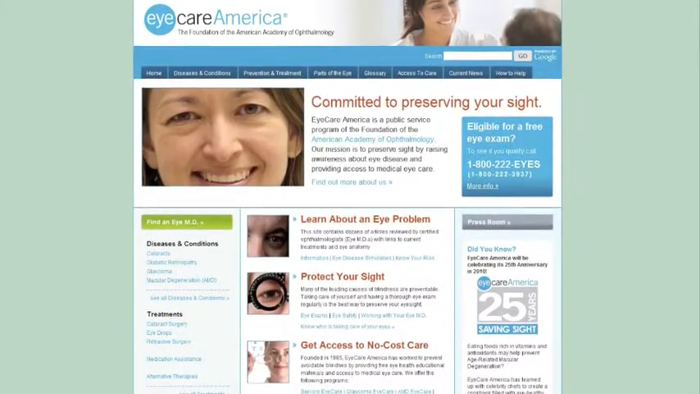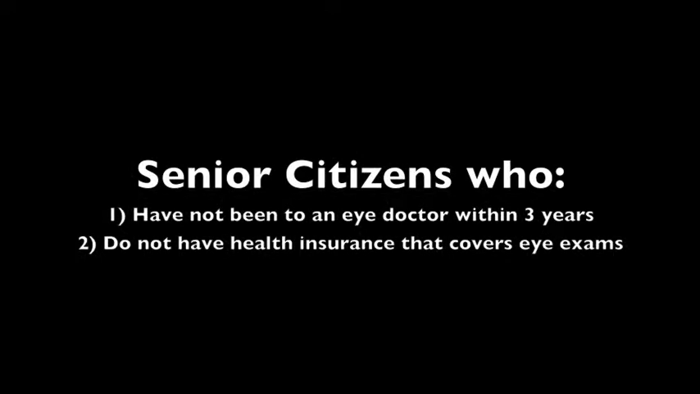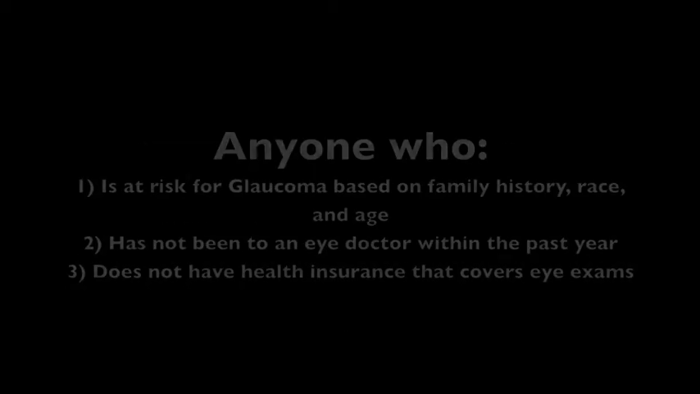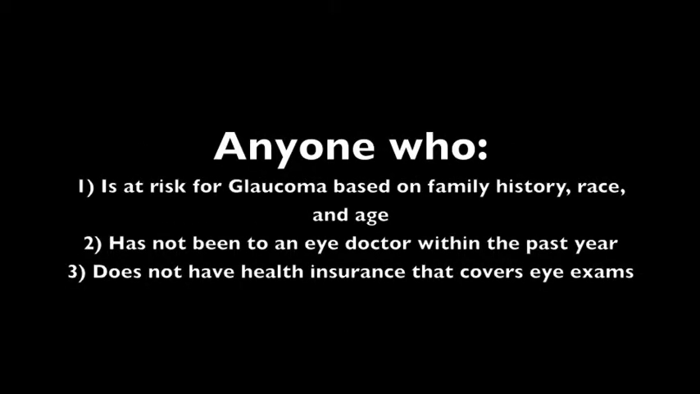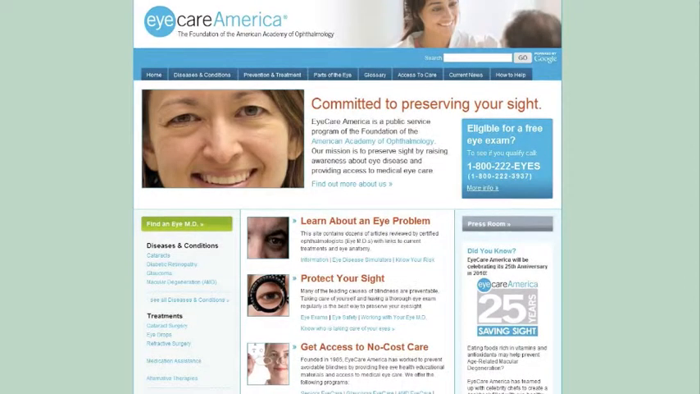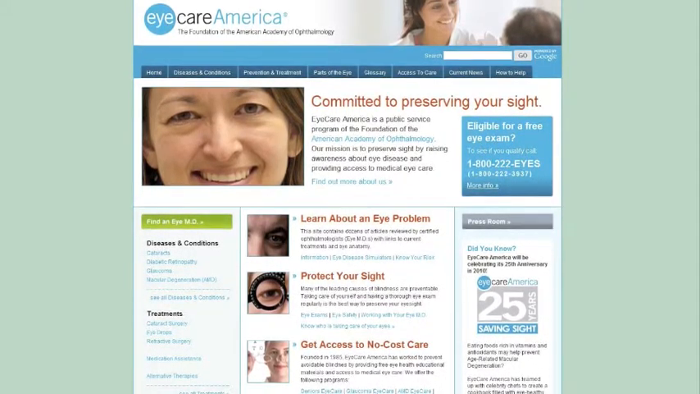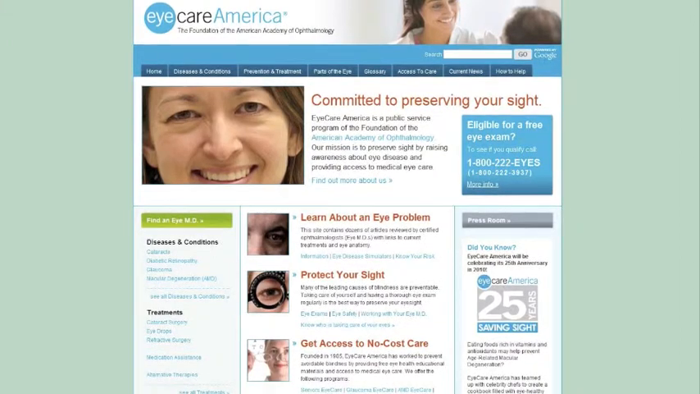Eye Care America is for U.S. citizens, and there are several different types of programs. One is for senior citizens who have not been to an ophthalmologist in at least 3 years and who do not have insurance that covers eye care. Another is for senior citizens with diabetes who have not been to an ophthalmologist in at least 3 years and who also don't have insurance that covers eye care. A third is for people at risk for glaucoma, based on family history, race, and age. They also must not have been to an ophthalmologist in at least 1 year and cannot have eye insurance that covers eye exams. Eye Care America is open 24 hours a day, 7 days a week, so if someone seems like he or she would qualify for an Eye Care America program, you should have him or her call the 800 number either on the community center's phone or your cell phone.